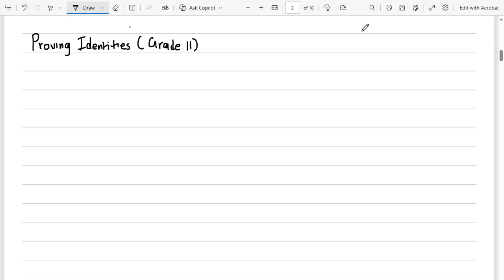Okay, great levels. Let's look at this one. This will be question 5 of your maths paper 2. Let's look at how to prove the identities, okay?